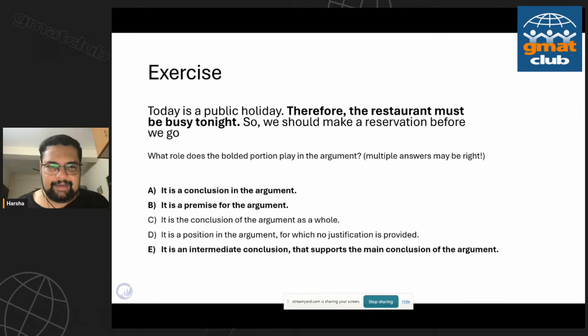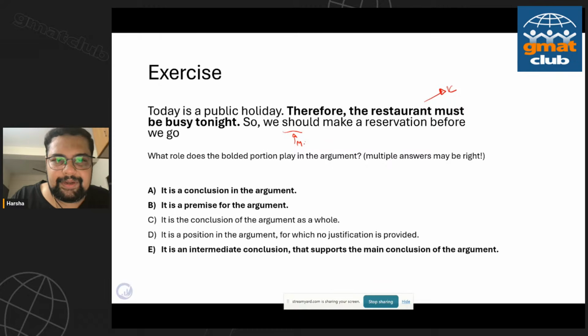With that, we have everything it takes to answer this question. Today is a public holiday, therefore the restaurant must be busy tonight. So we should make a reservation before we go. The bolded portion is an intermediate conclusion. This final statement is the main conclusion. Again, remember, usually a call to action is typically a main conclusion, because eventually the author is asking you to do something. The author is telling you, hey, we should do this. Those are usually main conclusions.